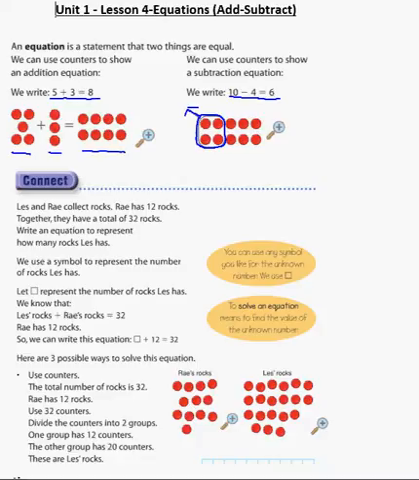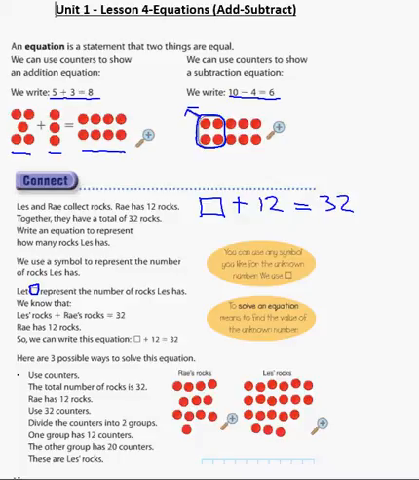Basically, we're going to use a square. If you look here, there's a little blue square. That square is going to represent the number of rocks that Les has. We know that Ray has got 12 rocks, and we know that when you add them together, they have a total of 32. So it's going to look something like the unknown number of rocks, and those are Les's rocks. If you add them to the 12 that you've got with Ray, they equal a total of 32 rocks. Okay, so there's my equation, but we do have a missing number and we've got to figure that out.